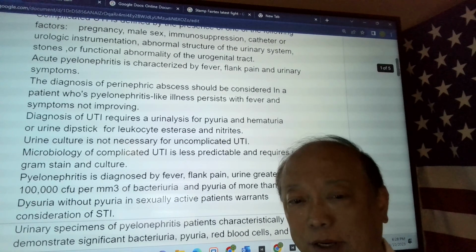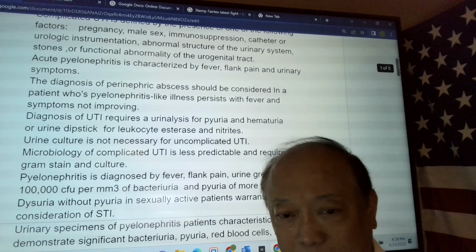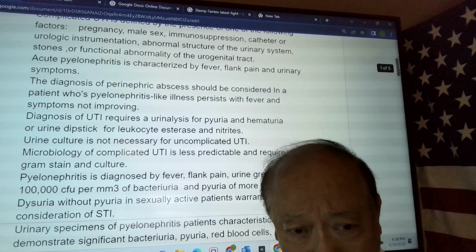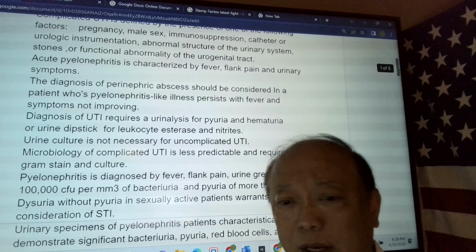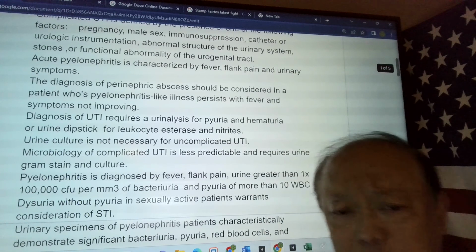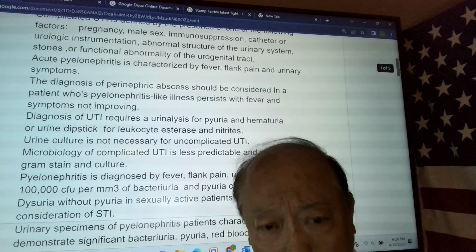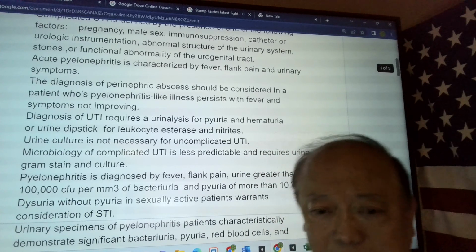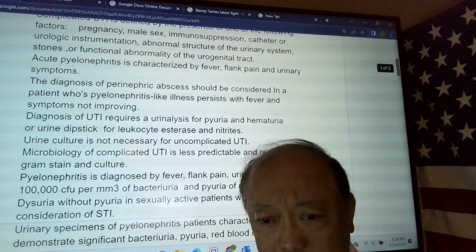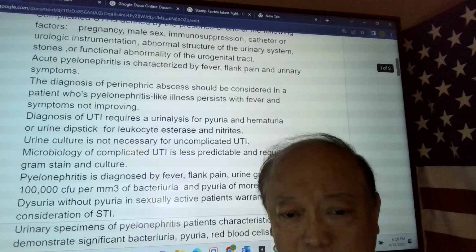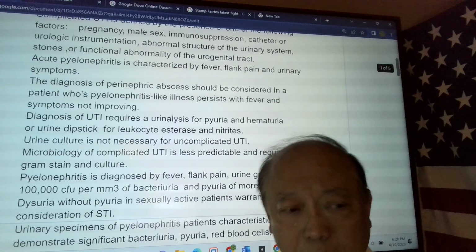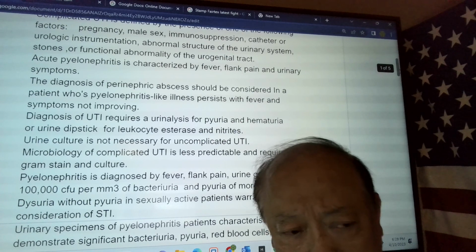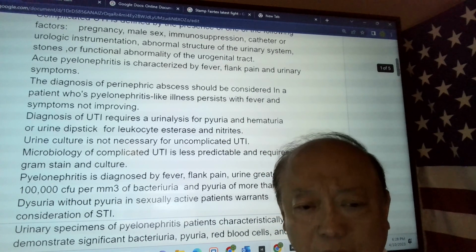Acute pyelonephritis is characterized by fever, flank pain, and urinary symptoms. The diagnosis of perinephric abscess should be considered in a patient whose pyelonephritis-like illness persists with fever and symptoms not improving after the usual 3, 4, 5 days of antibiotics.